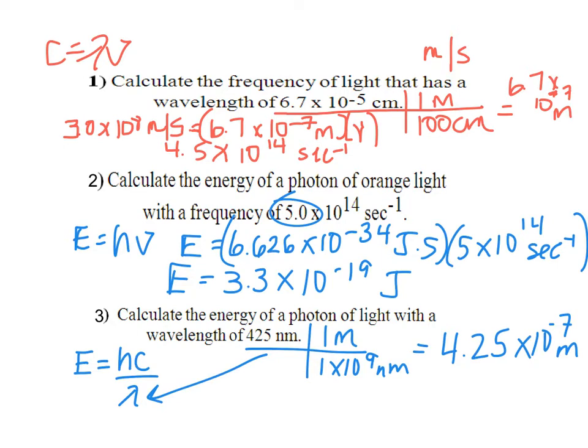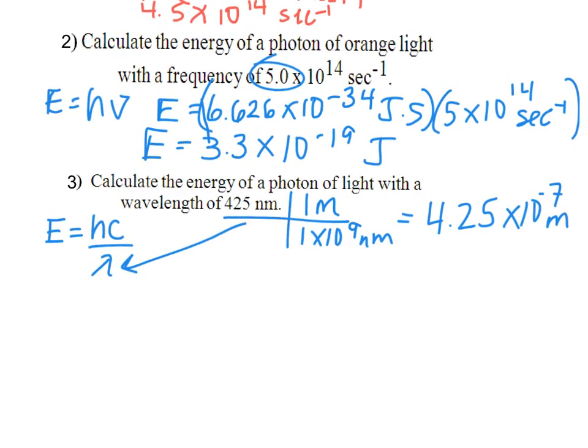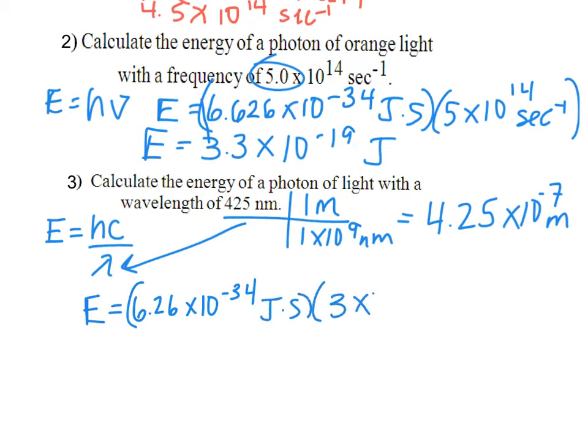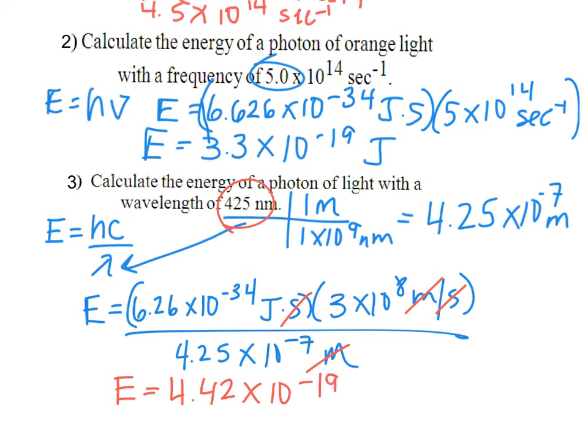Okay, so we're going to plug these in. Whoops. I'm going to go ahead and move this to give myself a little more room. And when I plug in, energy is equal to 6.26 times 10 to the negative 34th. That's joule times seconds, times the speed of light, which is 3 times 10 to the 8th meters per second. And I'm going to divide that by the wavelength I just calculated of 4.25 times 10 to the negative 7th meters. So if we look at units, just watching as they cancel, seconds go, and I have joules, and I'm looking for energy, so that looks pretty perfect. My final answer ends up being 4.42 times 10 to the negative 19th joules.